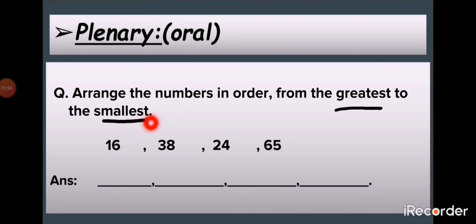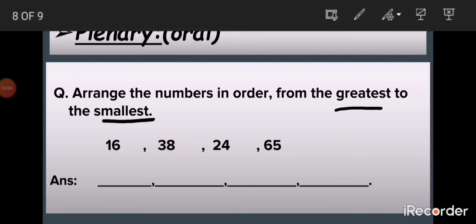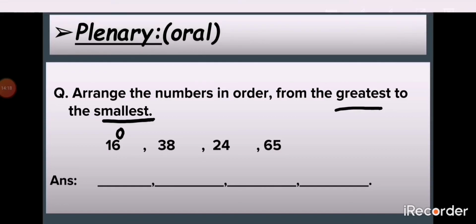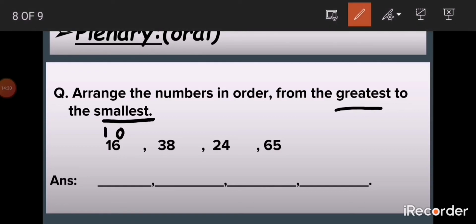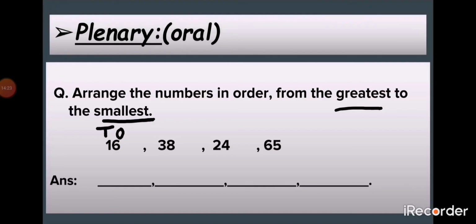Again, we have to compare them and then we will arrange them. So for comparing, what will we do first? Yes, we will put the place value first. The first number is 16 and the right side digit is 6. So we'll put O for ones and T for tens here. So this number has 6 ones and 1 ten.